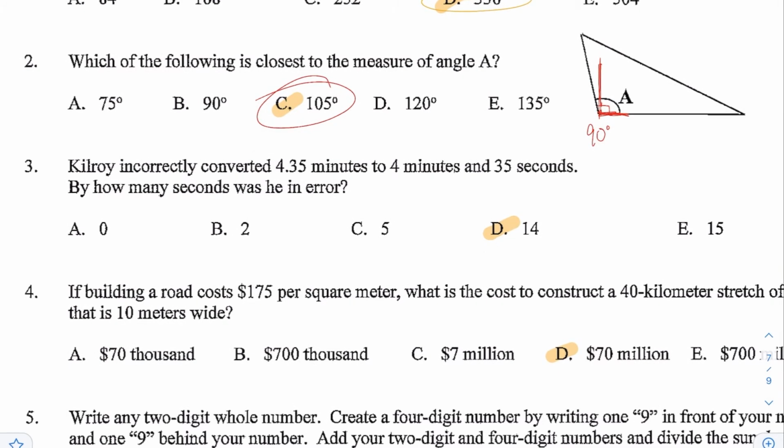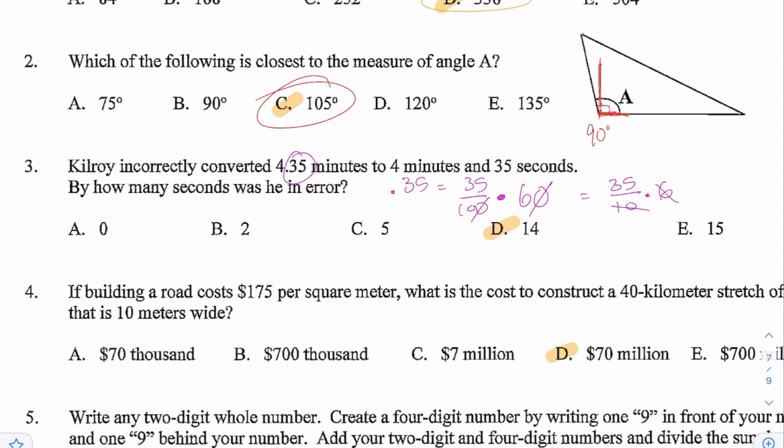Next to number 3, Gilroy incorrectly converted 4.35 minutes to 4 minutes and 35 seconds. By how many seconds was he in error? So here this 0.35 is really 0.35 or 35 over 100. And the total is actually 60 seconds because there's 60 seconds in 1 minute. So here you have to simplify this fraction. You have 35 over 10 times 6.